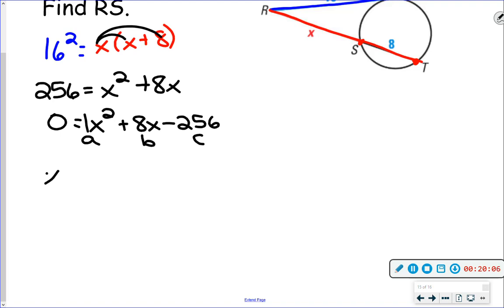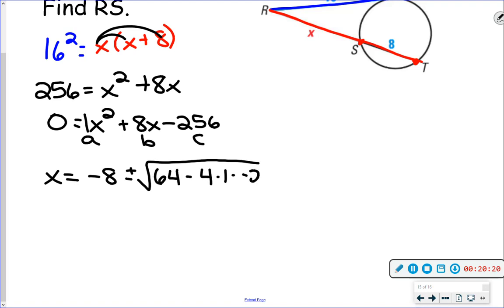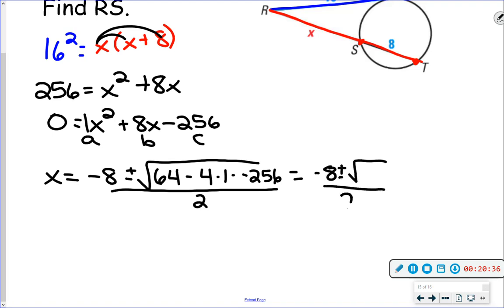x equals the opposite of b, so I'm going to put negative 8 plus or minus the square root. b squared, 8 squared. I'm not writing 8 squared, I just know it's 64. 4 times a times c, all over 2a, 2 times 1. Now, I am not going to try to even attempt with the 256 to do any of that in my head. I'm going to pull up my calculator here in a sec, and I'm going to type that in. You might already be typing it. I don't know. Let's pull up the calculator here.